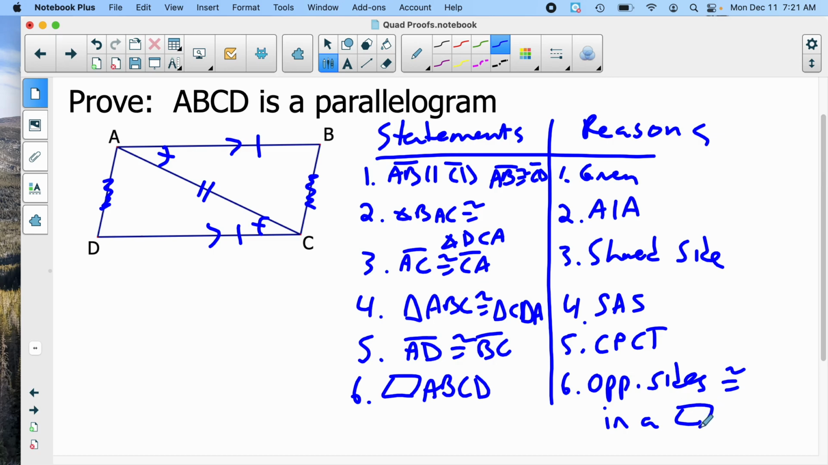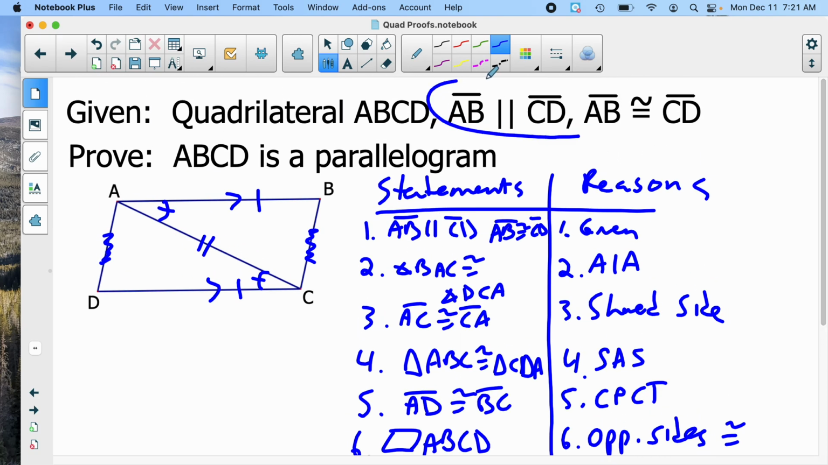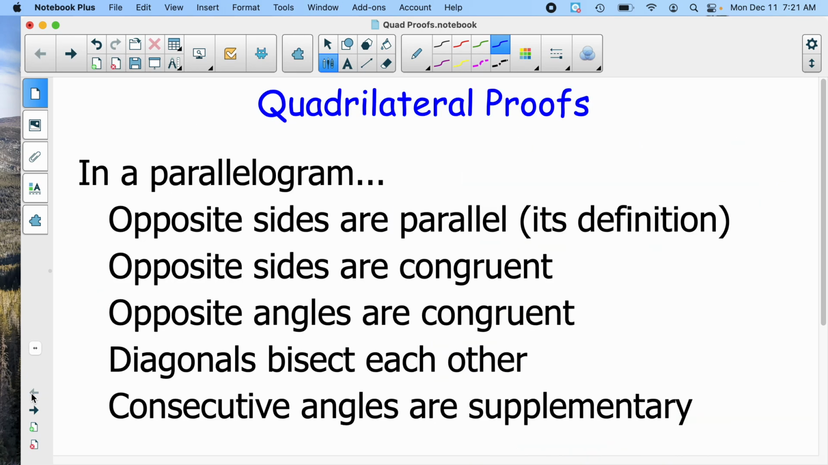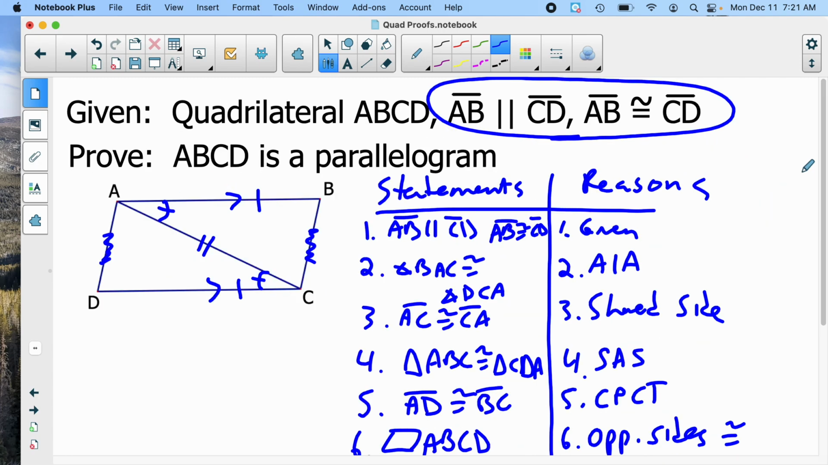And this is something pretty big, because what this shows us now is that if we're given a quadrilateral and one pair of sides are both parallel and congruent, that quadrilateral has to be a parallelogram. So I'm going to add that to this list too: one pair of sides both parallel and congruent makes a parallelogram. And the reason why I wanted to take a little bit of time to show you this one is because often this is the best way to prove something's a parallelogram, is to show in a figure that you have one pair of sides that are both parallel and congruent.